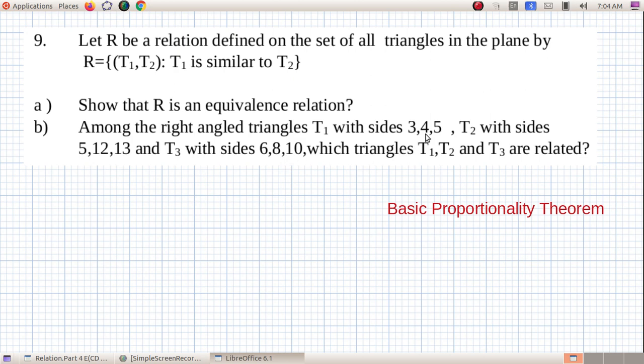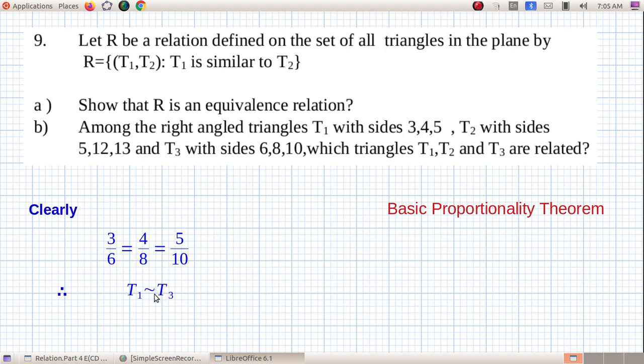Observe the sides 3, 4, 5, 5, 12, 13 and 6, 8, 10. Which sides are proportional? Very clear. 3 by 6, 4 by 8, 5 by 10. All are equal to 1 by 2. Therefore, T1 and T3 are similar because their corresponding sides are proportional.